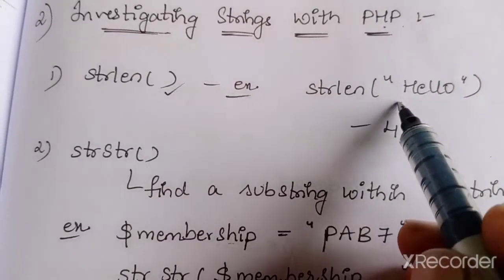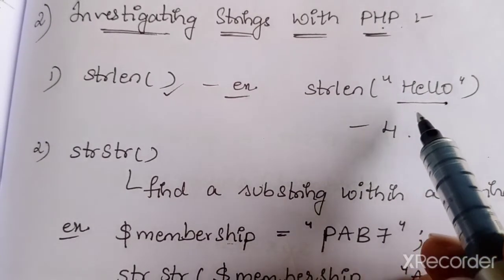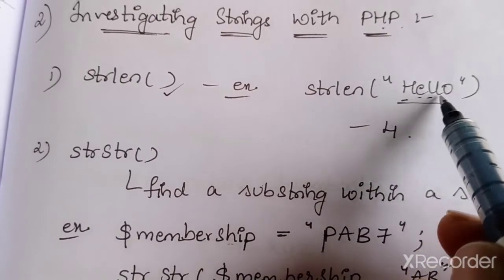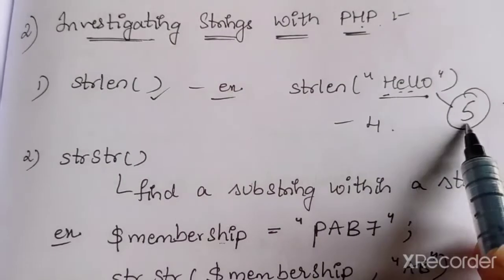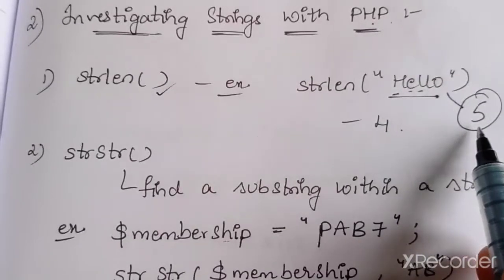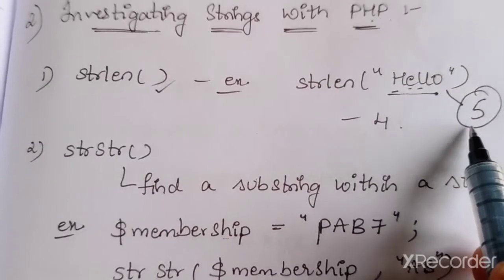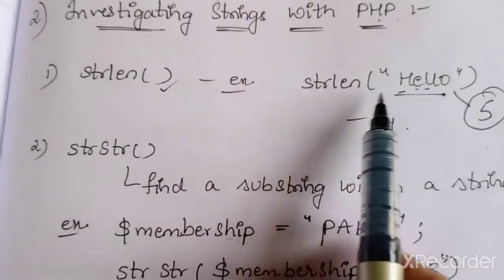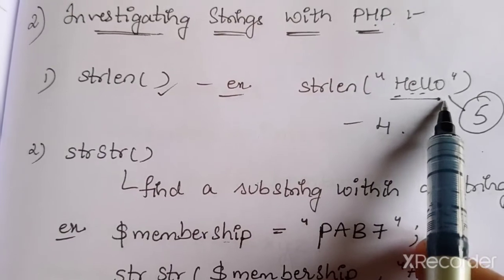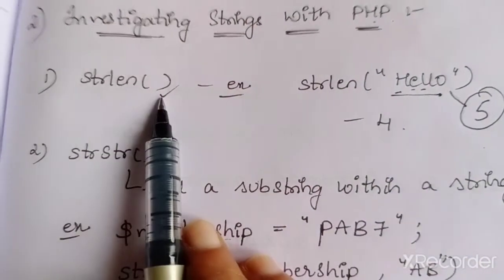Suppose here the string is hello. How many characters does it have? 1, 2, 3, 4, 5. Then it returns 5. The length of the string is 5. You can see here, we have to write the function name, and within this function we write the string. This is how we find string length.